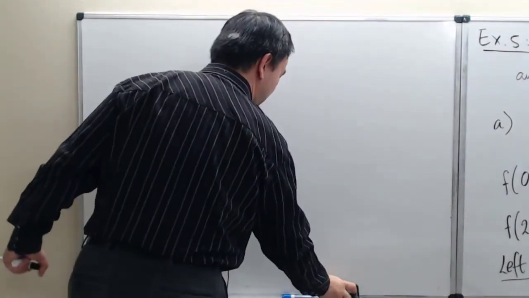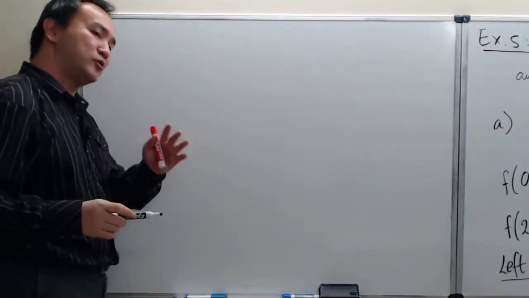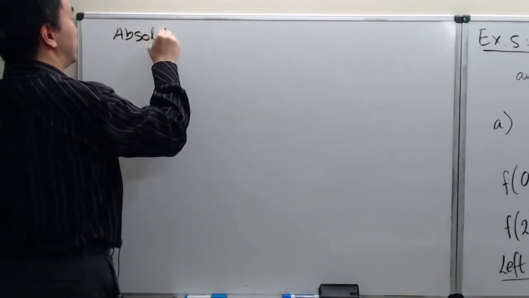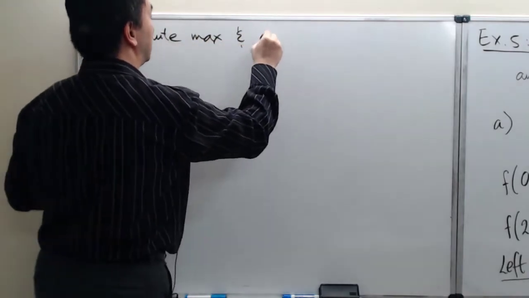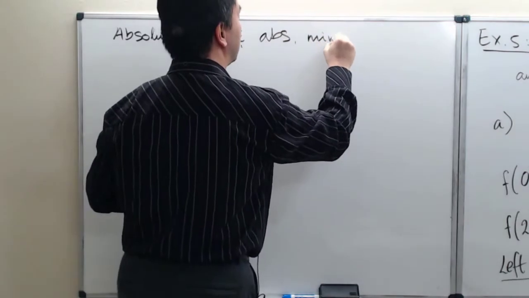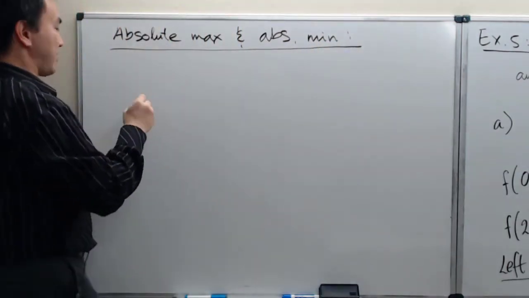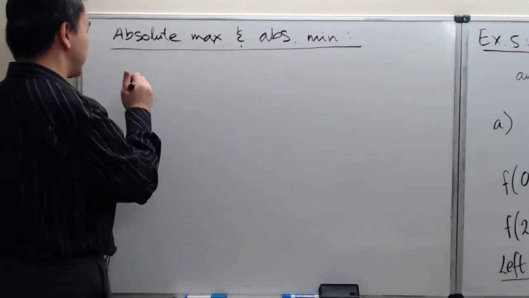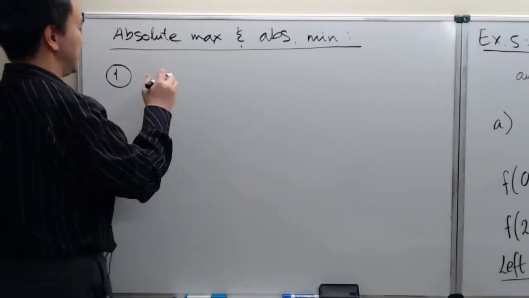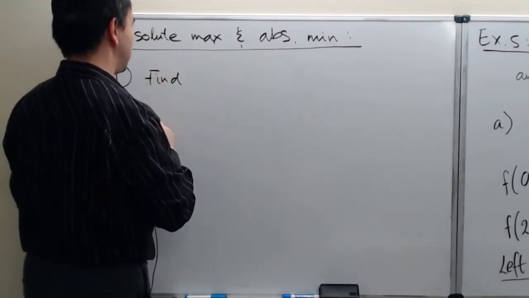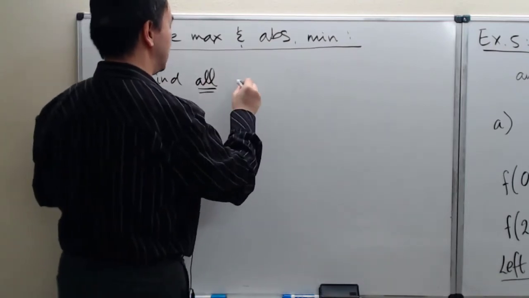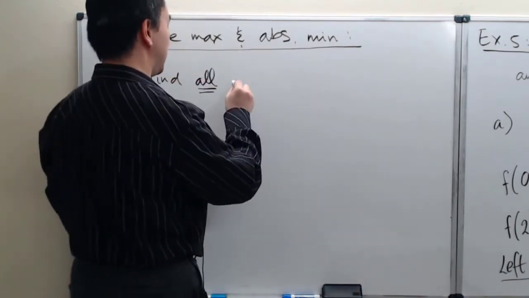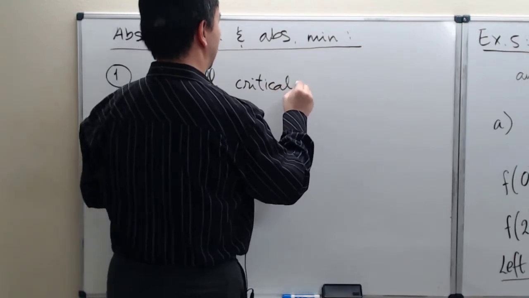Now I'm going to write down a generality of how we carry out a problem that finds an absolute maximum and absolute minimum. For absolute maximum and absolute minimum, this is how we find them. Of course this is in a domain, so it could be an infinite domain or a restricted domain, but the first step is to find all critical values.